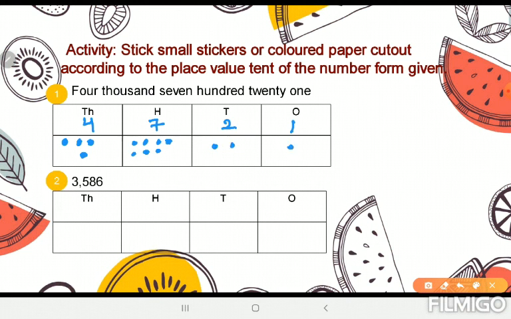Okay? Similar way, here what is in the thousands place? 3. So here you are going to stick 3. Here the hundreds place is 5. Tens place is 8. And in the ones place you have 6. So like this you are going to complete this activity in your notebook.